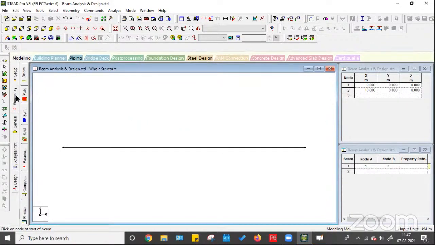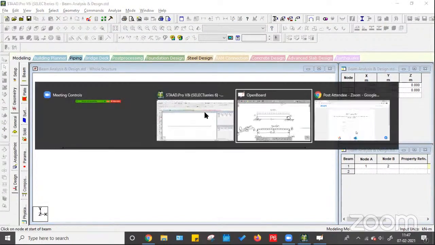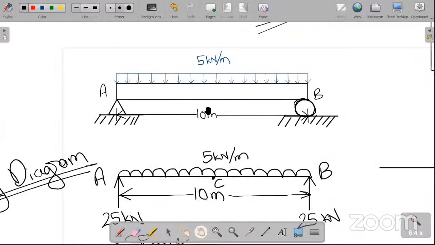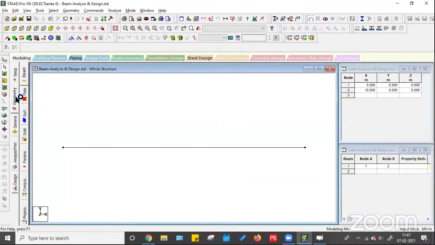The next thing is that it's 10 meters. You can see the X value I've put as 10. Why did I put 10 meters? Because the length of the beam is 10 meters. So let me go back to STAAD. This was geometry, and in geometry, this was the beam.